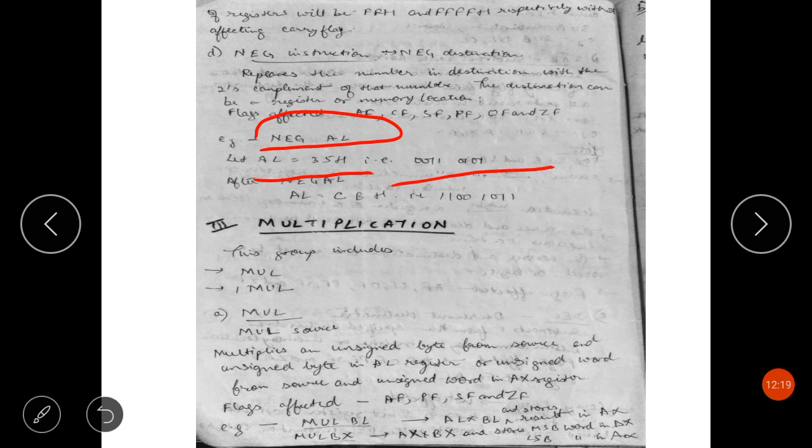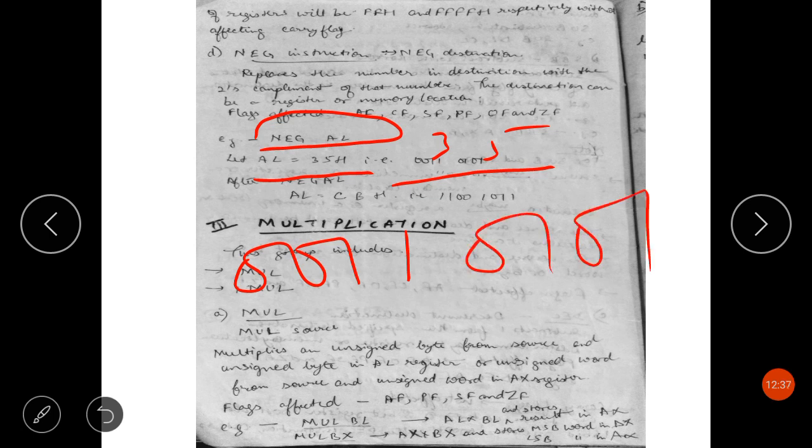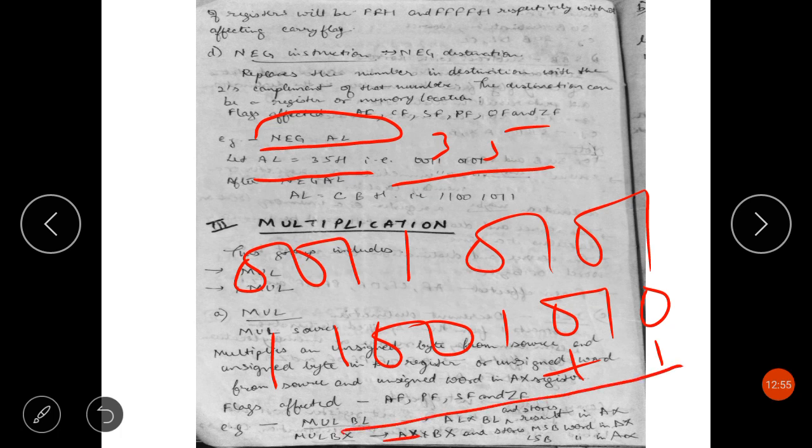Suppose NEG AL is the instruction and the content of AL is 35H, and if you write 35H in binary, you will get 0011 0101. After execution of this instruction, 2's complement of this operand will happen. For 2's complement, first you need to perform 1's complement. For 1's complement, all the zeros will get converted to 1 and 1 will get converted to 0. And then for 2's complement, we need to add 1 to the 1's complement and we'll get 1100 1011.